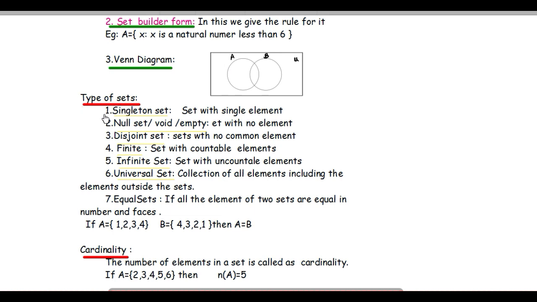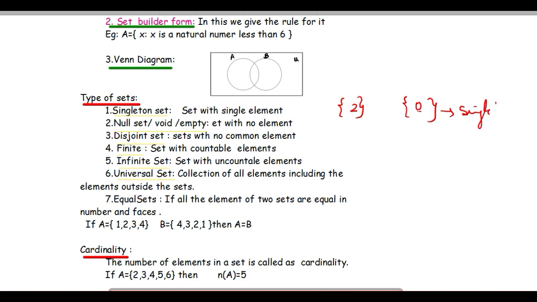There are different types of sets, that is, the singleton set. A singleton set is a set with just one element. Suppose we have a set like this, 2, is it a singleton set? Yes, because it has only one element. Now, is this a singleton set? It has the element 0. Yes, it is also a singleton set, because 0 is also an element. A set with one element is called a singleton set.